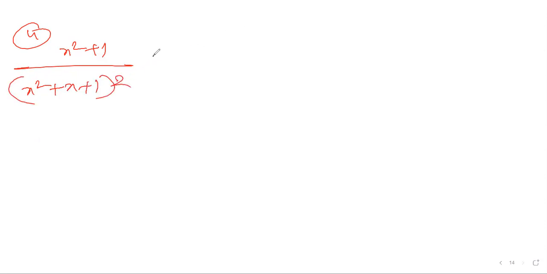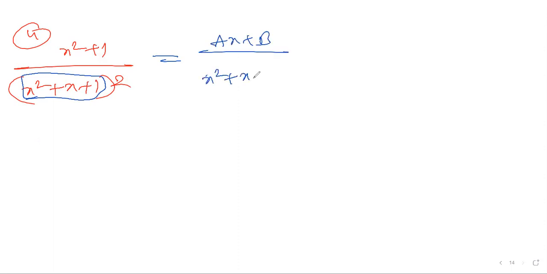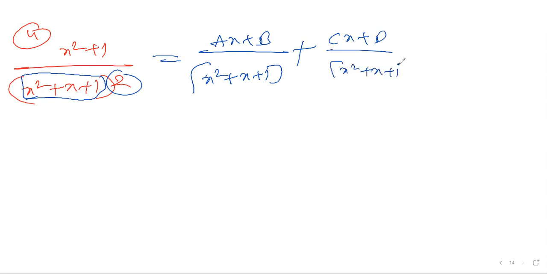So this is a little important. Inside it is a second order. You are going to get (ax + b)/(x² + x + 1)², right? You have to write one more, so that is (cx + d), that is also second order, over (x² + x + 1) whole square. Am I clear?